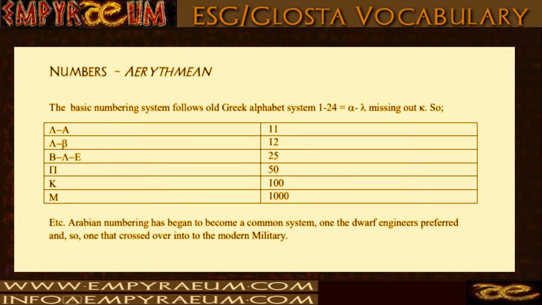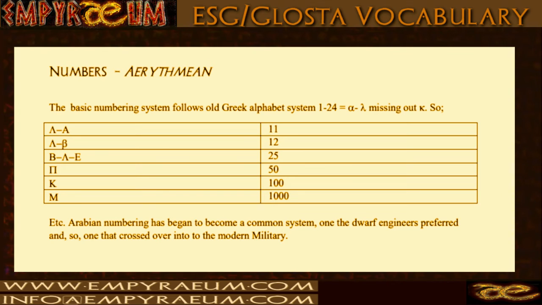We're going to start here with the numbering system, or the arithmia. The basic numbering system follows the Old Greek idea. 24 letters in the Old Greek alphabet. We use all of them except lambda, mu, and kappa. Why is the reason? Because these are modifiers. So as you can see in the example here, 1 to 10 would be alpha onwards.